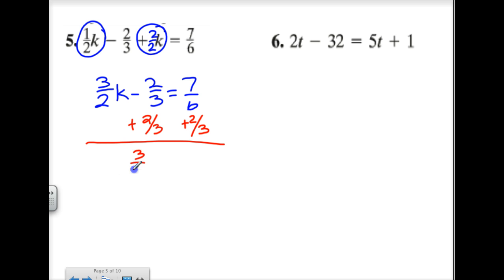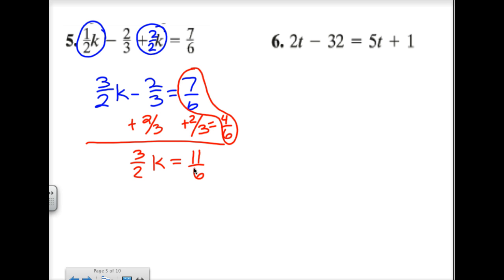So I have 3/2 k is equal to 7/6 plus 2/3. Now 2/3 is the same thing as 4/6. I get that because I can multiply the 2 by 2 and the 3 by 2 to get 4/6. So now I'm going to add 7/6 plus the 4/6. This is what I'm really adding. And that is going to give me 11/6.